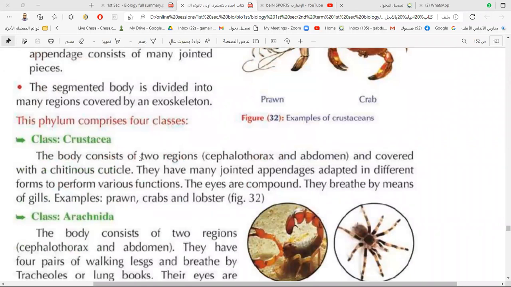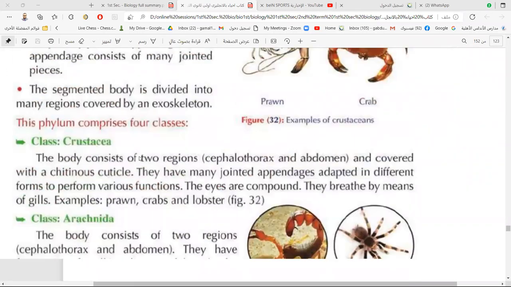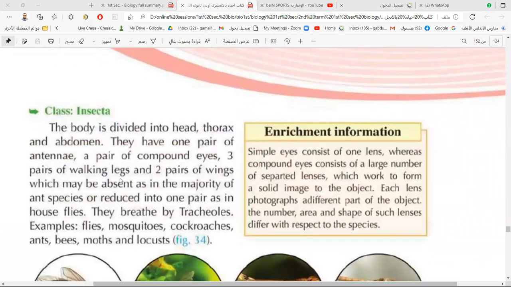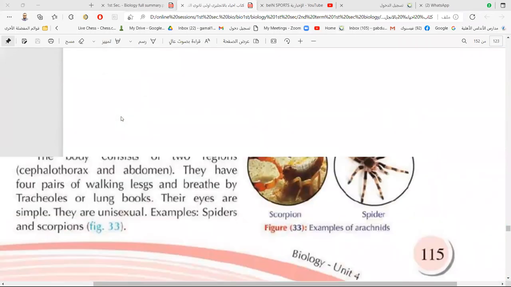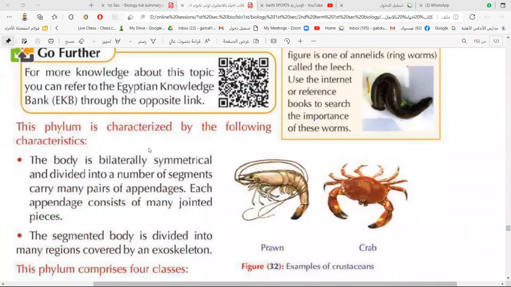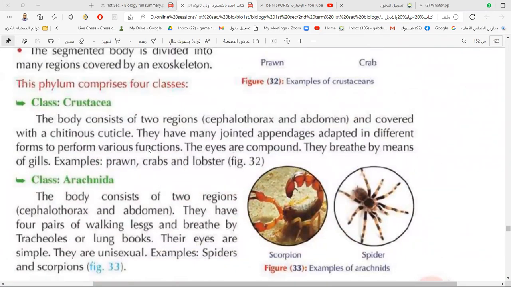The classes of phylum Arthropoda are many. We have class crustacea, class arachnida, and class insecta. We can study three classes of phylum Arthropoda. Class crustacea, ممكن نقول طائفة القشريات. Class crustacea, طائفة القشريات.